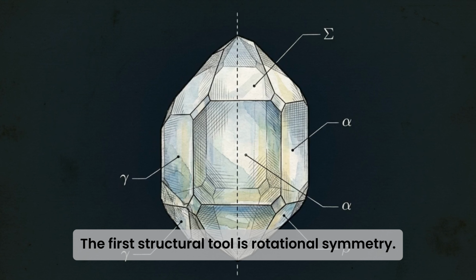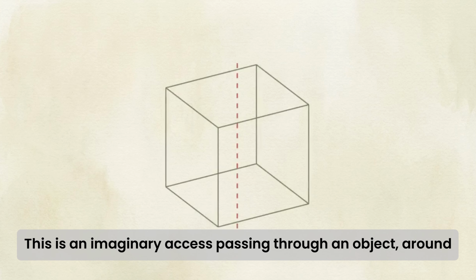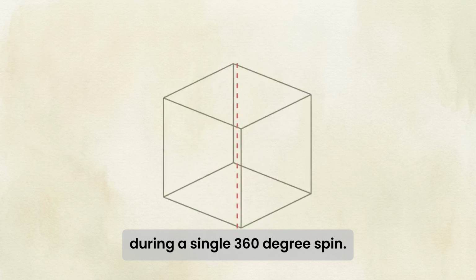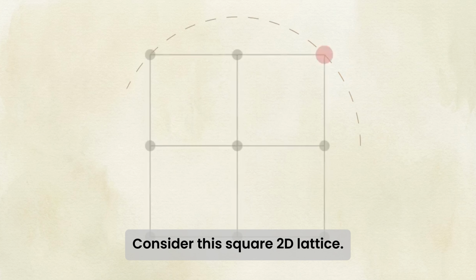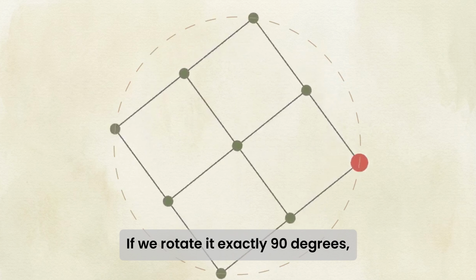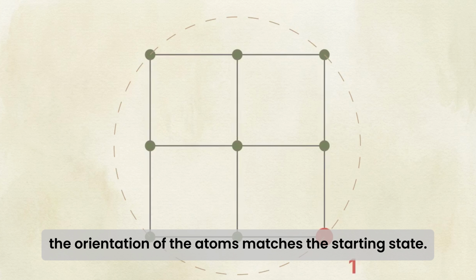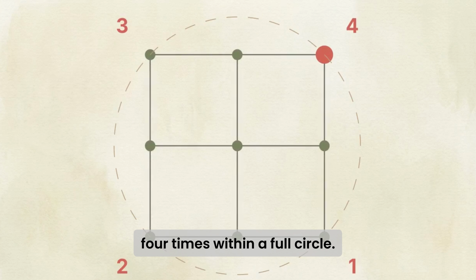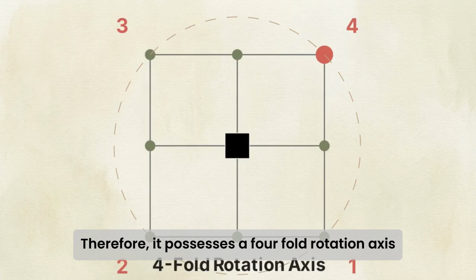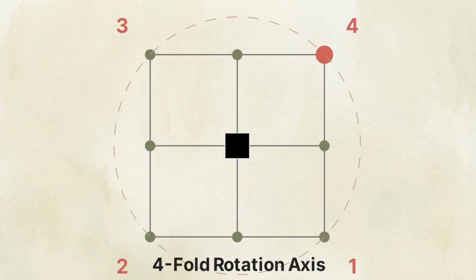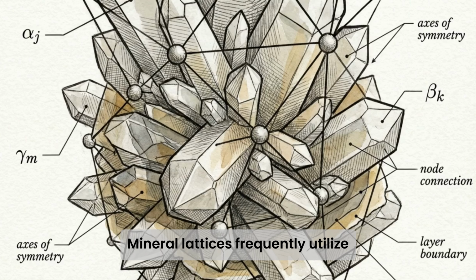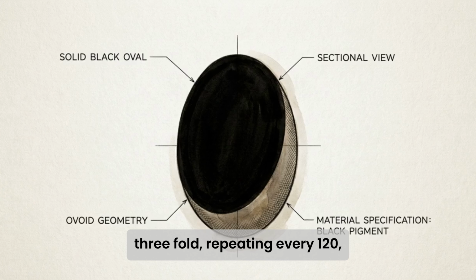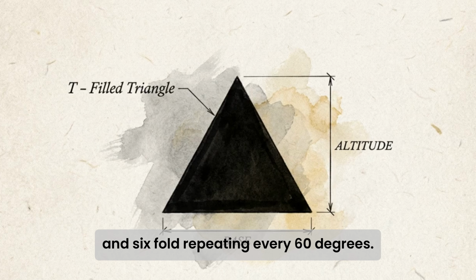The first structural tool is rotational symmetry. This is an imaginary axis passing through an object, around which the shape repeats its appearance multiple times during a single 360-degree spin. Consider this square 2D lattice. If we rotate it exactly 90 degrees, the orientation of the atoms matches the starting state. It achieves this identical appearance 4 times within a full circle. Therefore, it possesses a fourfold rotation axis. Along with fourfold axes, mineral lattices frequently utilize twofold rotation, repeating every 180 degrees, threefold, repeating every 120, and sixfold, repeating every 60 degrees.